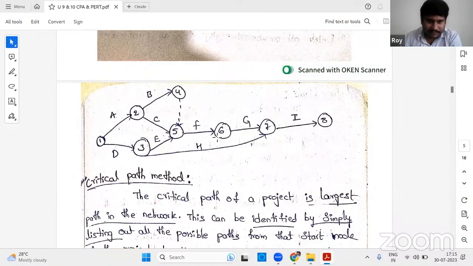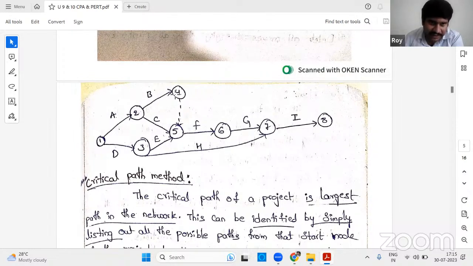Now, why doesn't it have a representation? Being a dummy activity, it should have some representation. Yes, that is why I will draw the dummy activity. Because the rule is that I cannot draw an activity which is not there.